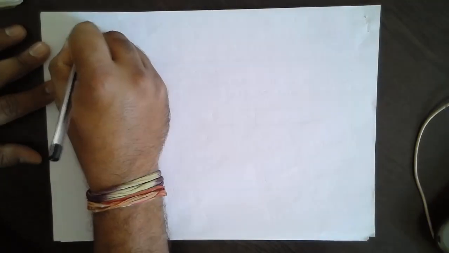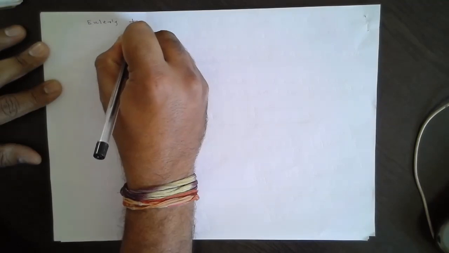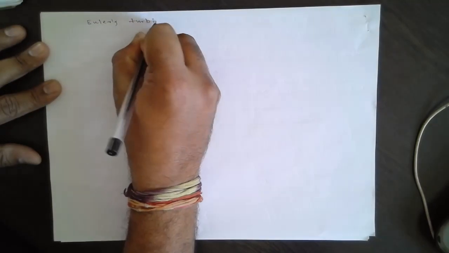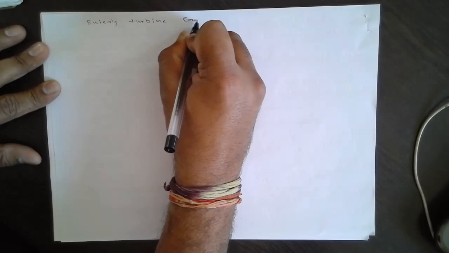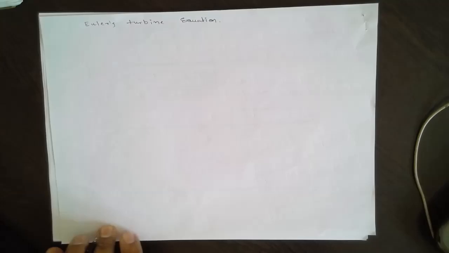Here we consider Euler's turbine equation. In that, the construction of a velocity triangle.